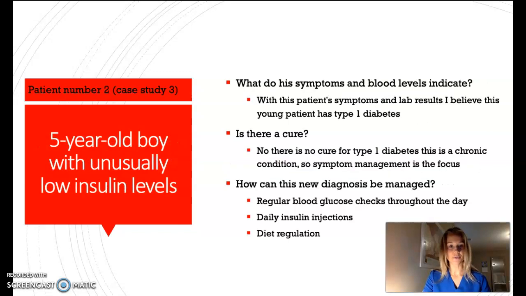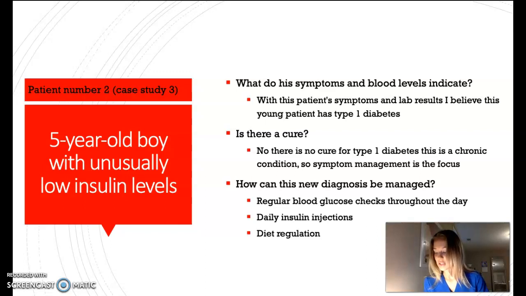So for case study 3, we meet our 5-year-old young pediatric patient with his unusually low insulin levels. In case study 3, a 5-year-old boy was brought into the pediatric clinic by his mother for his annual exam. His mother reports that he's been a sickly child and often appears lethargic.